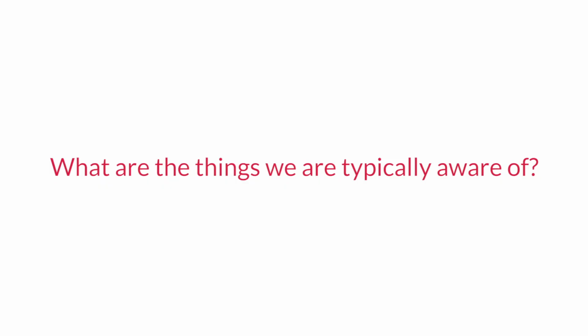Take a deep breath in, and deep breath out. So I have a question for you. What are the things we are typically aware of? For example, we can be aware of the things in our environment, the things around us. We can be aware of people. We can be aware of our to-do list and all the tasks we have.